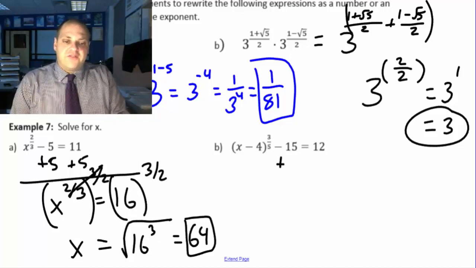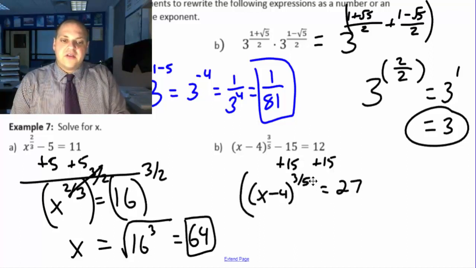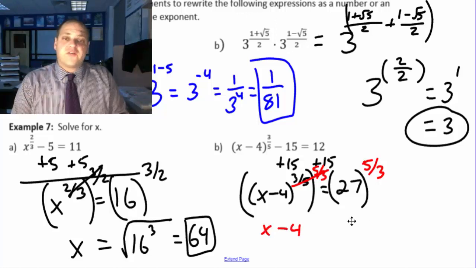All right, same thing here. We're going to add 15. So I have x minus 4 to the 3 over 5 power equals 27. Now raise both sides to the 5/3. What that does is this becomes a 1. So this is x minus 4. That's all that's left, x minus 4.